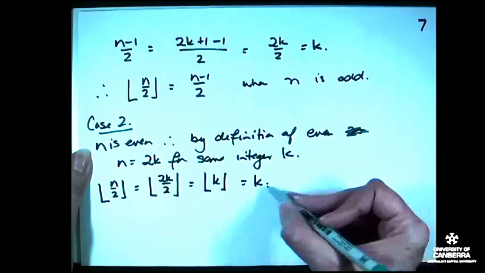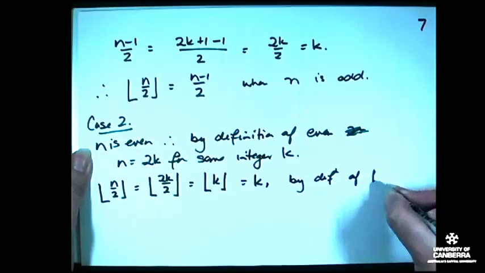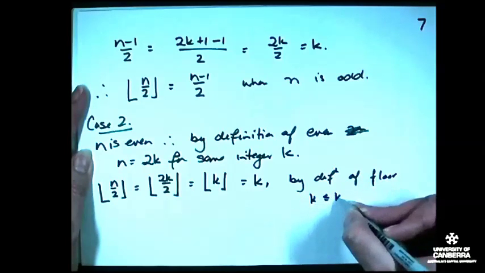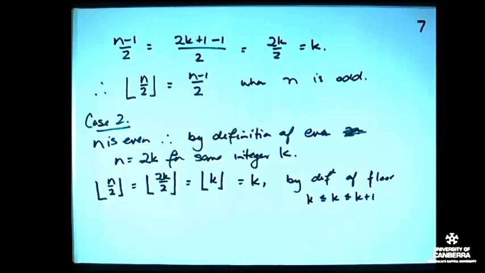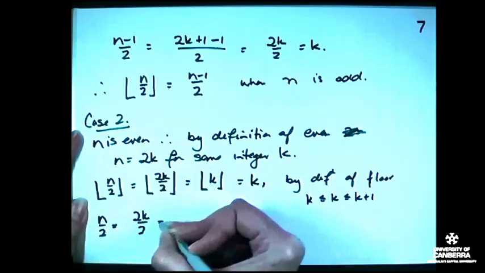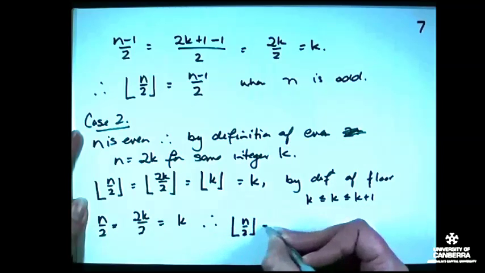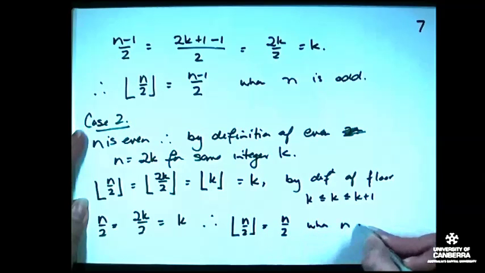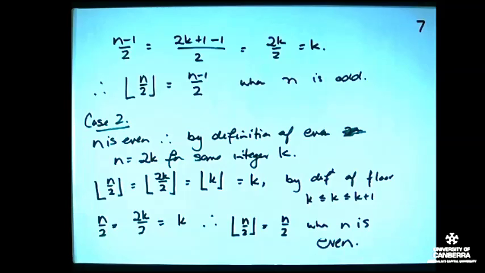Okay, and by the definition of floor, we know that k is less than or equal to k is less than k plus 1. Okay, so this is all right. We also know that n on 2 is equal to 2k on 2, which is equal to k. Therefore, the floor of n on 2 is equal to n on 2 when n is even. So that completes our proof.